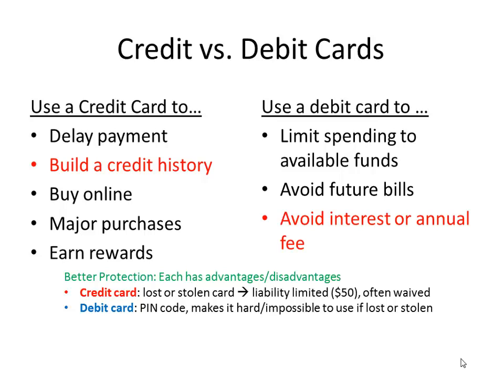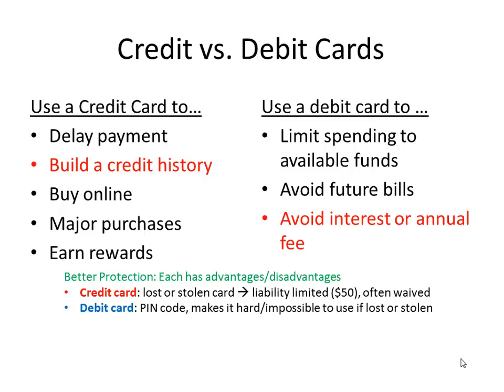Let me say that the book talks about how the debit card is better protection for a consumer. I actually disagree a little bit with that. I think a credit card and a debit card each have advantages and disadvantages in terms of protection. If your credit card is lost or stolen and someone is charging on it, typically the liability to you is $50. And many credit card issuers will waive even the $50 fee.